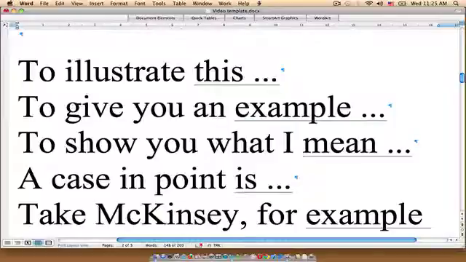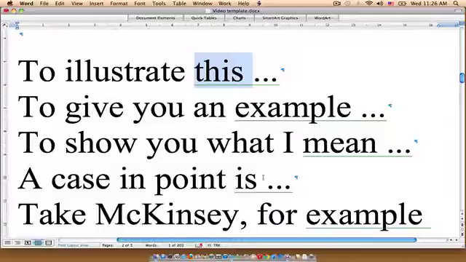Firstly, we can say, to illustrate this. Now, of course, the word "this" indicates that we have been talking about a topic before, and now we're going to share an example that shows that topic in action. So, to illustrate this, to give you an example, to show you what I mean, and then you might actually continue this to say something like, to show you what I mean, let me give you the example of, and then whatever.